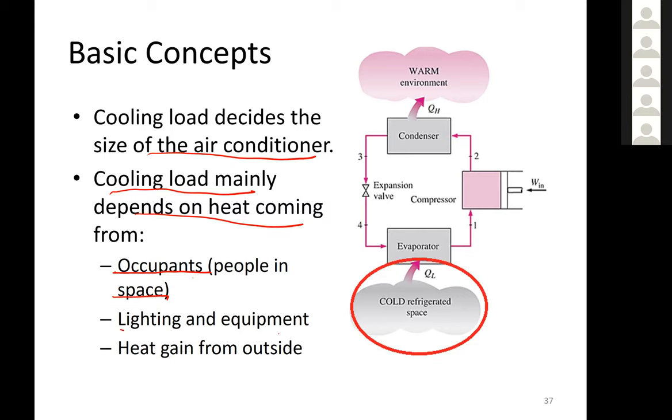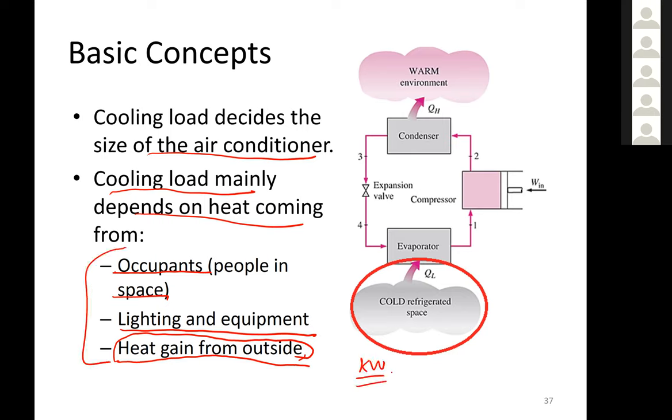Lighting and equipment. Do I need to design the system for a computer lab, for instance? Then in that case, I also need to consider the heat that comes from the computers. And of course, also we have the heat that comes from the outside. In areas like my area here in Oman, this is the most significant part. This is the heat that comes through the walls. And in this case, I need to do this calculation in kilowatt.